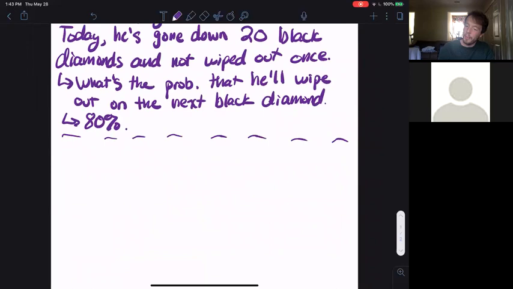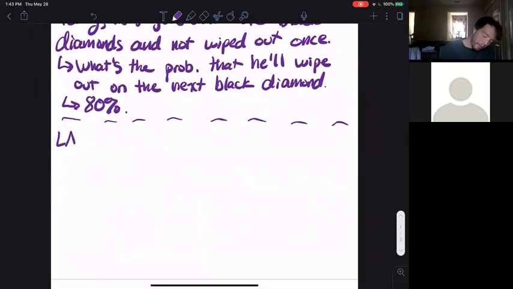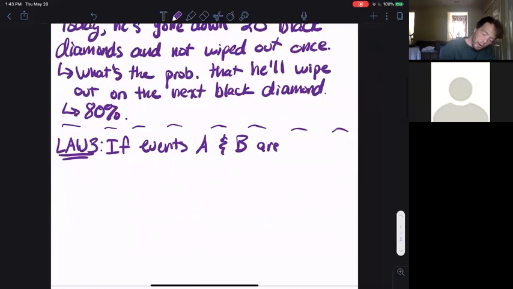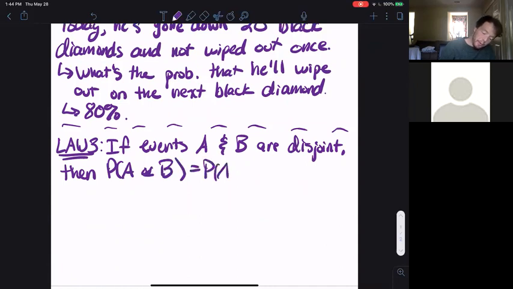Next, we're gonna talk a little bit more about the fourth law of probability, or actually the third, excuse me. So I'll just go ahead and write it down. It was, if events A and B are disjoint, then the probability of A or B is equal to the probability of A plus the probability of B. And I have an example that should hopefully get us to think a little bit more about this law.